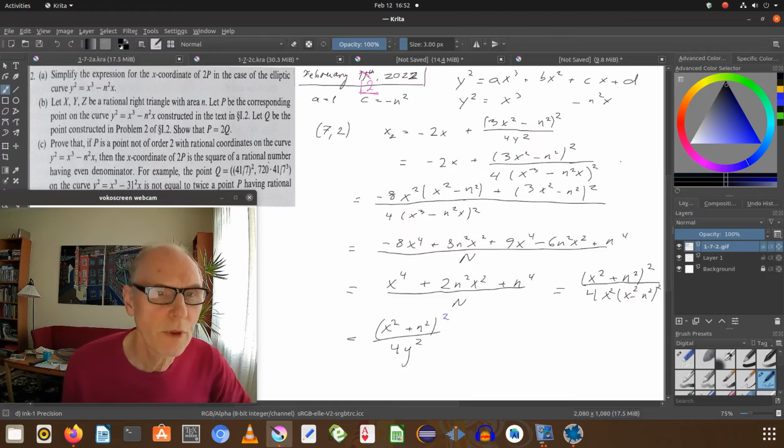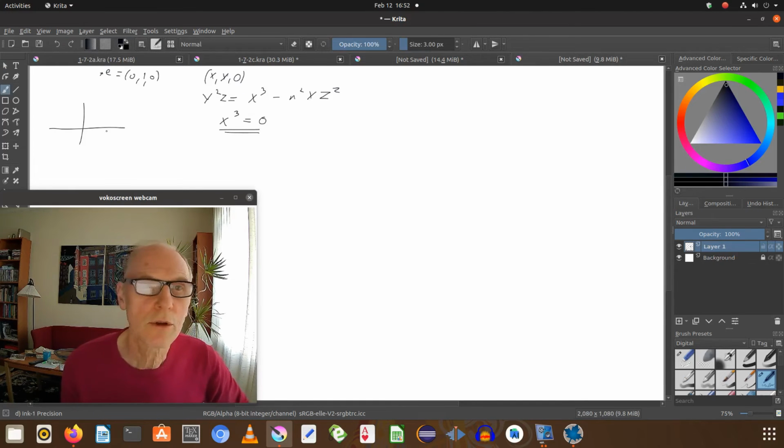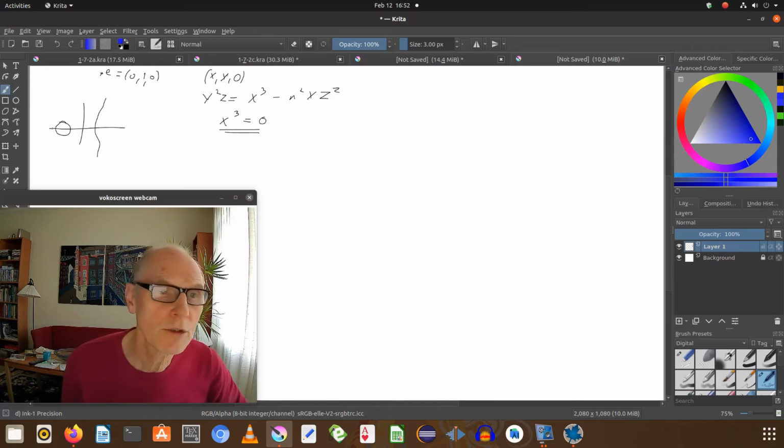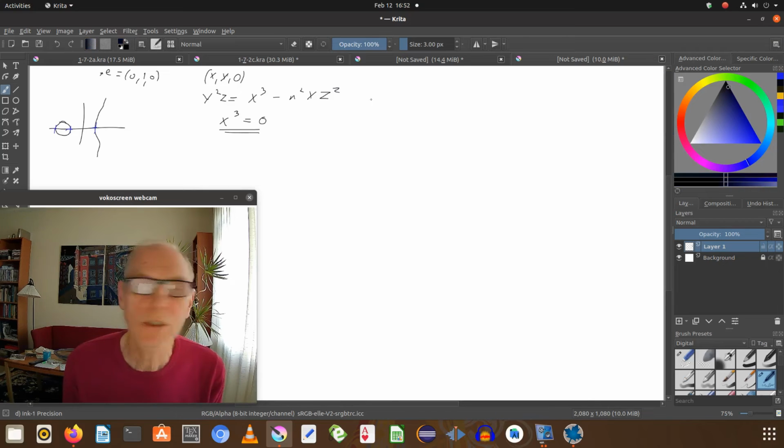Now, so the points of order 2, they're the points on the y-axis, and that has already been established in the text, because if you add them by themselves, then the tangent is vertical. So I needn't say much about that actually.